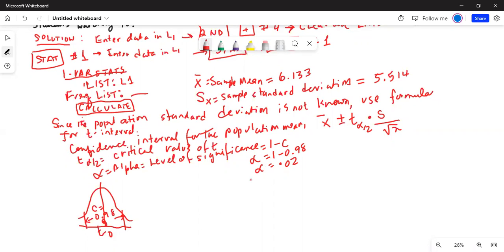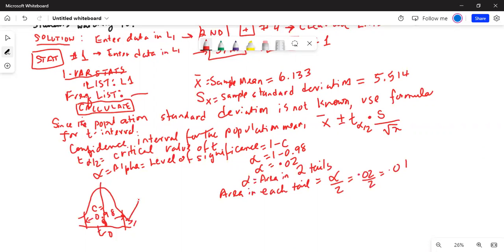So C being this, alpha is 1 minus 0.98. So alpha is equal to area in 2 tails. So area in each tail, tail means the left end and the right end, is equal to alpha by 2, which is 0.02 by 2, is 0.01. So area of this tail is alpha by 2, 0.01. And similarly, area over here is alpha by 2, equal to 0.01.